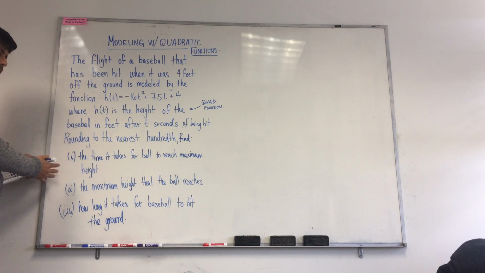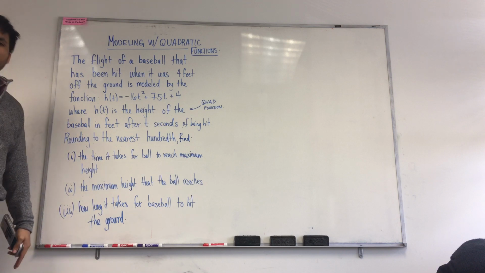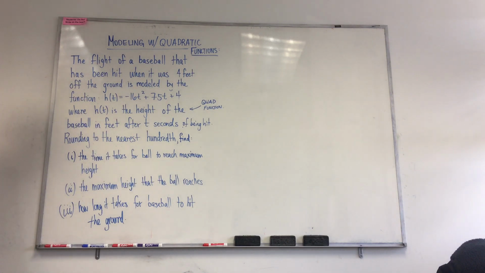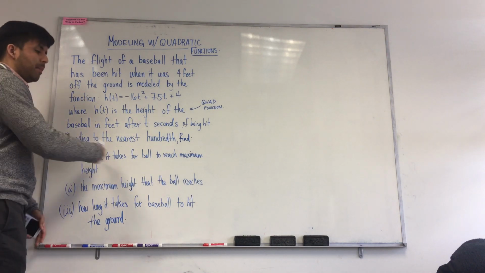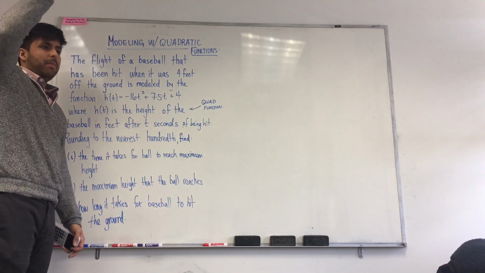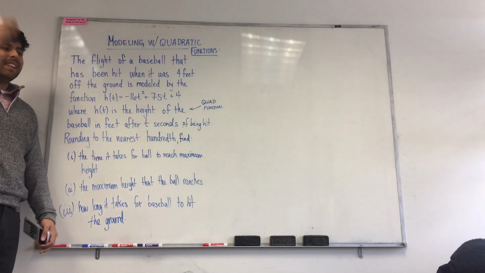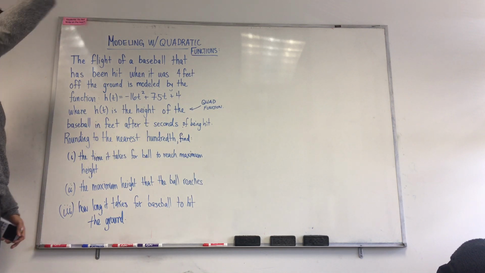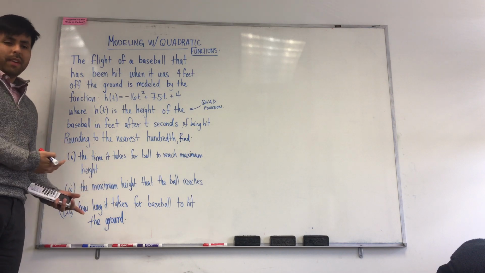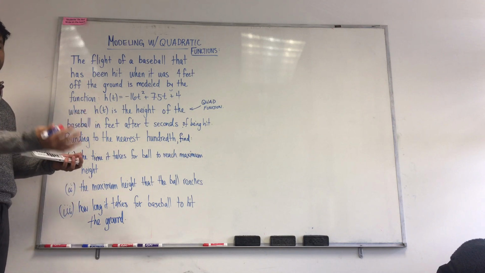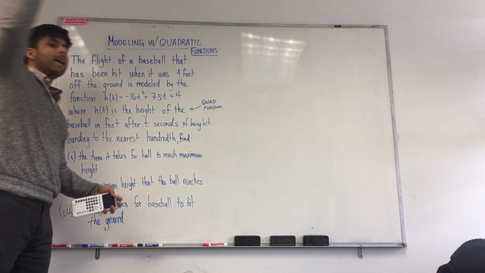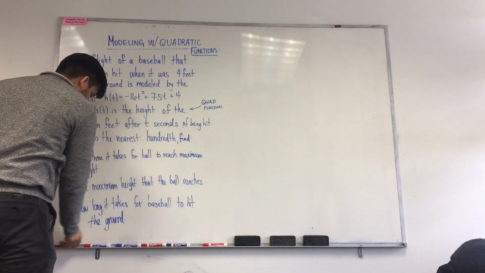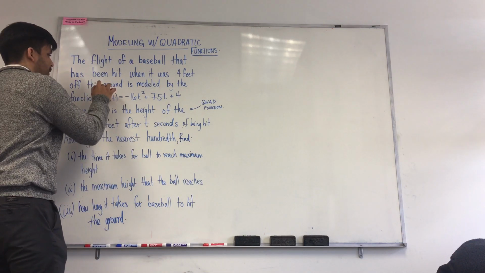So now we want to find the following things. This is a very typical number of questions that pertain to this kind of scenario, right? So first we want to find the time it takes for the ball to reach the maximum height. We then want to find what is that maximum height that the ball attains in its flight or in its trajectory. And finally, we want to find how long it takes for that baseball, after it's hit, to come and hit the ground.